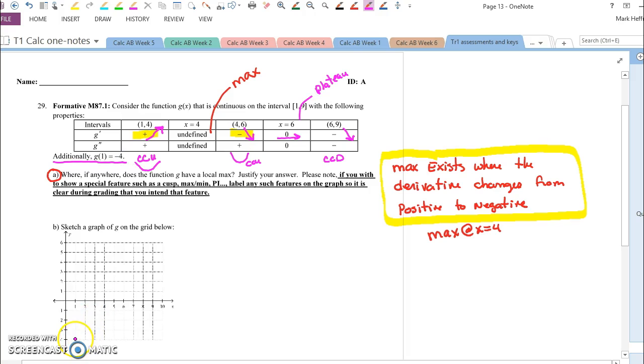So I'm going to start my sketch here, and I'm going to increase concave up to a max at 4. Increase concave up to a max, and this max is cusped because my slope is undefined. Why isn't it an asymptote? Because we were told we're continuous from 1 to 9. So now I decrease with also concave up slope. That's what this piece of information is telling me.